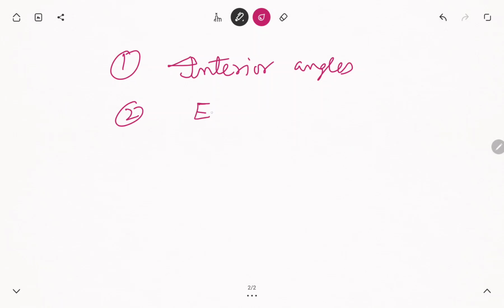Okay. Next one. In polygons, there are two divisions available. One is called interior angles. Another one is called exterior angles. Here the problems give only the related divisions, that is interior angles and exterior angles. First I have to explain what are interior angles and what are exterior angles.